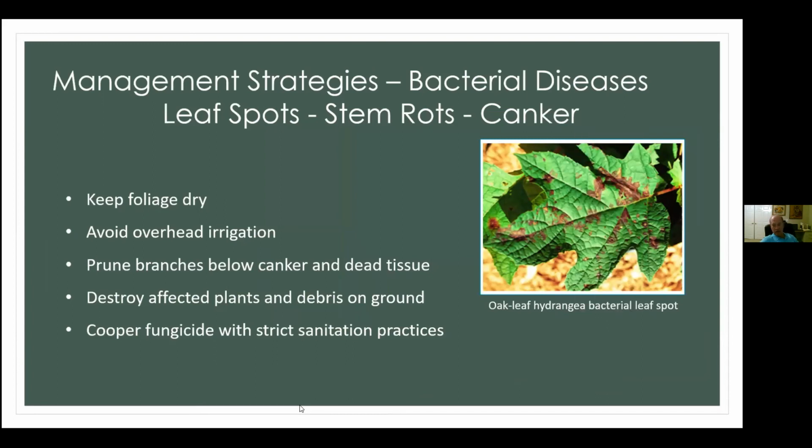Prune at least 12 inches below the canker or any other dead tissue and destroy the infected branches. Remove any debris on the ground to help reduce the infection spread. Copper fungicide may be helpful, but a strict sanitation program must be maintained. Make sure that all tools are disinfected before storing for the next pruning.